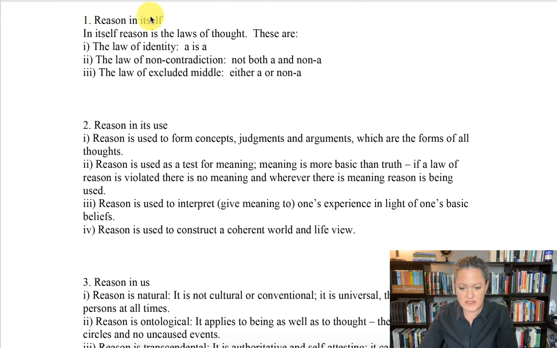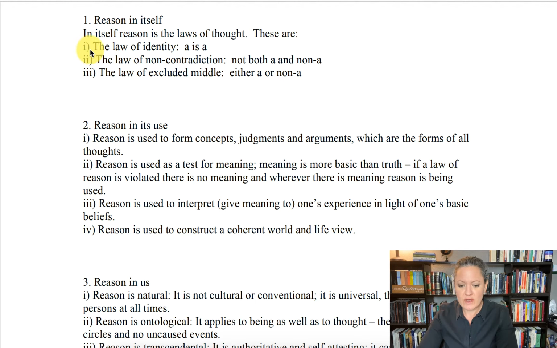First, let's look at reason in itself. This will be our first section. Reason in itself is the laws of thought. So we talked about this when we did reason as a method. We talked about philosophy as a method. It's the critical use of reason, and reason is a test for meaning. So now we get to talk about what is reason. Anytime in class I say reason, I mean the laws of thought. So let's look at them and think about what a law is.